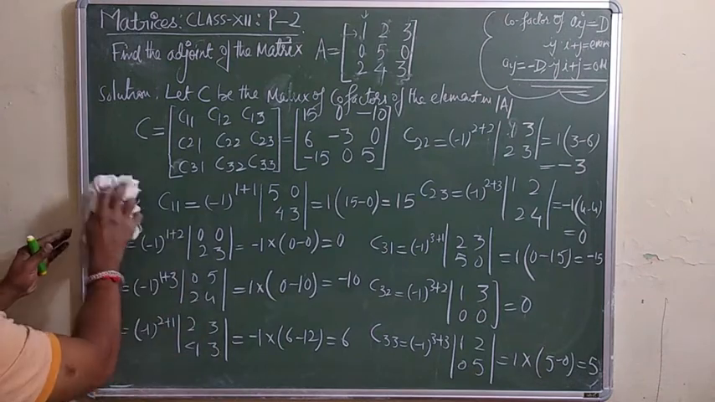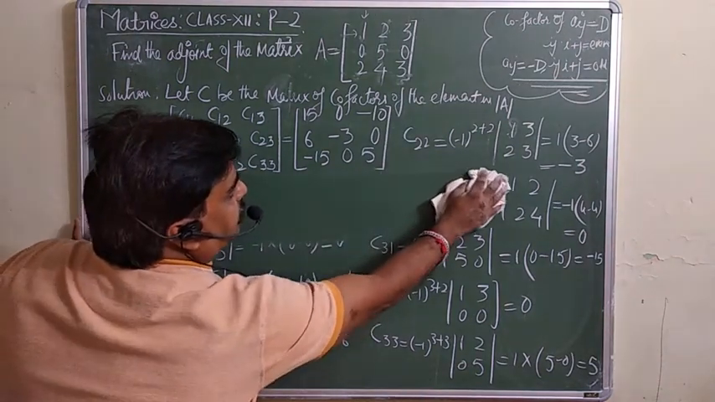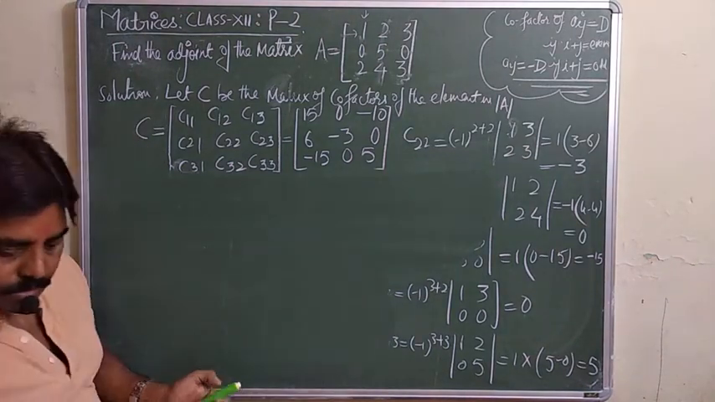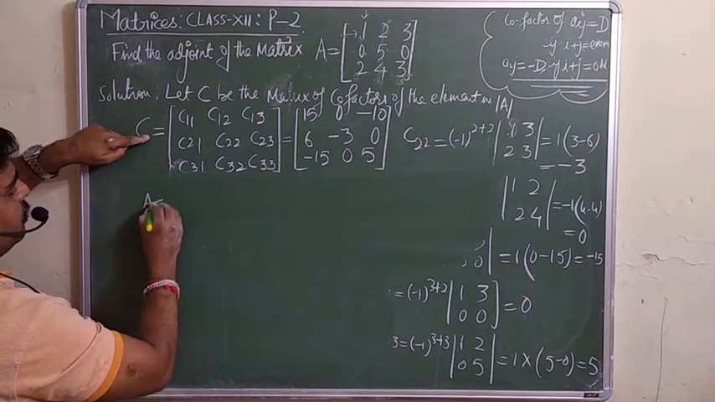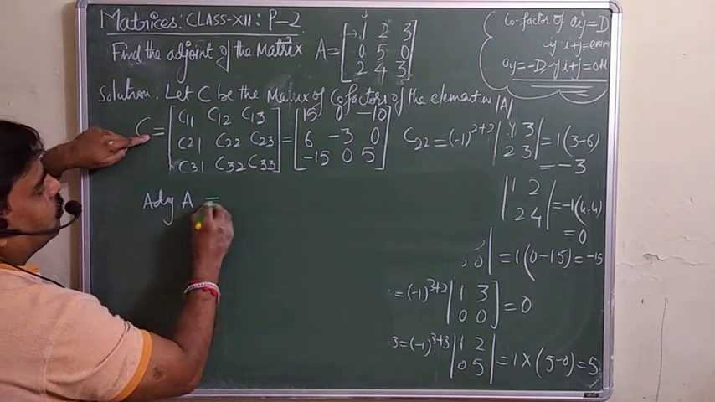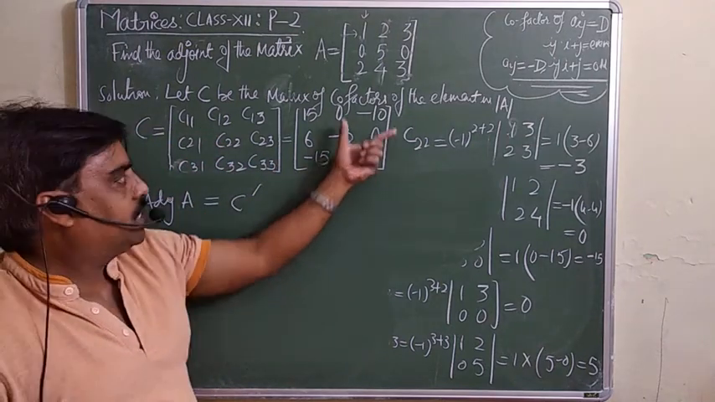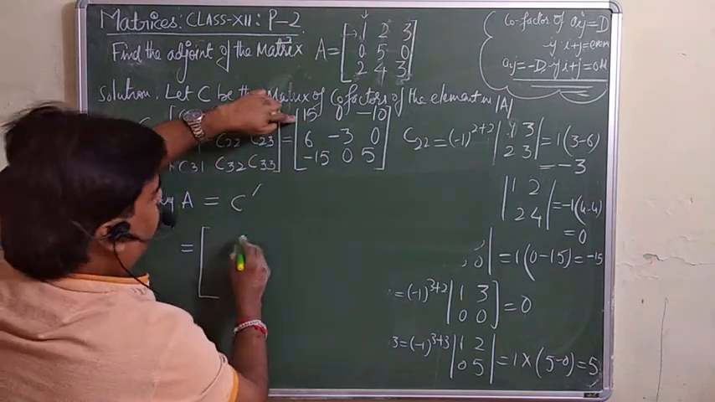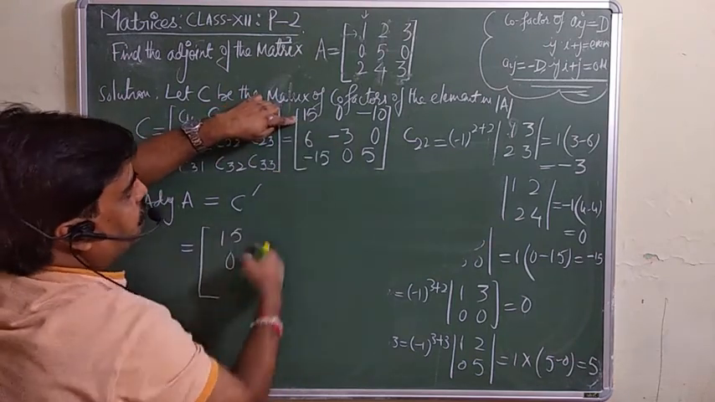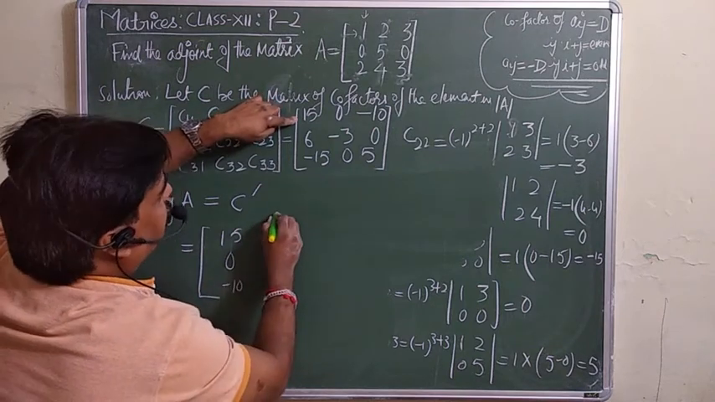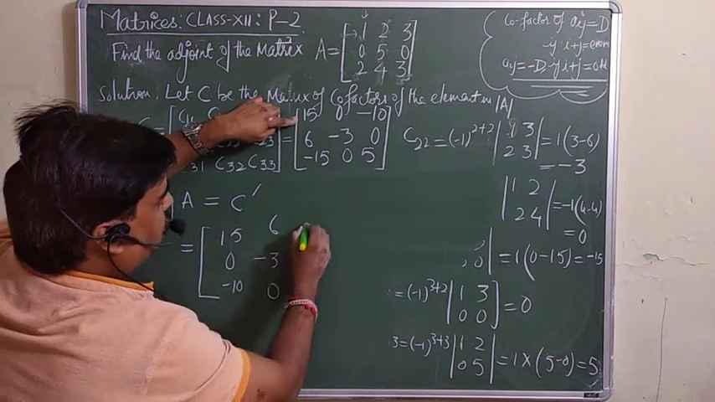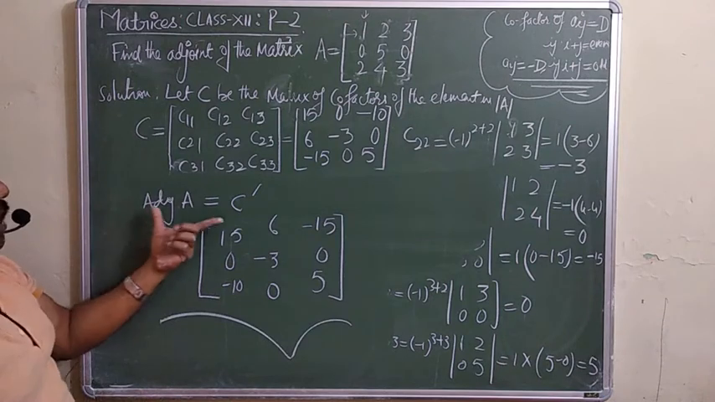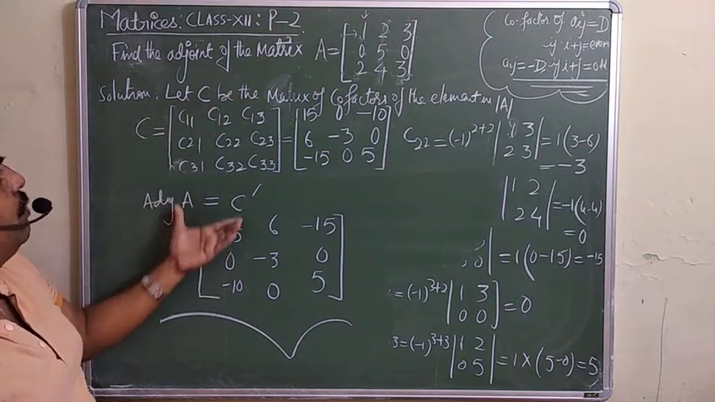But you want to write the adjoint of A. Adjoint we already discussed: it is the transpose of C, because the adjoint of matrix A is equal to C transpose. You are supposed to write the transpose of this matrix, that will give you the adjoint A. So this will be 15, the row we will change into the column, 0, minus 10, 6, minus 3, 0, minus 15, 0, 5. So this is your adjoint A. So likewise you can calculate the adjoint of any one of the matrices. Have a look.